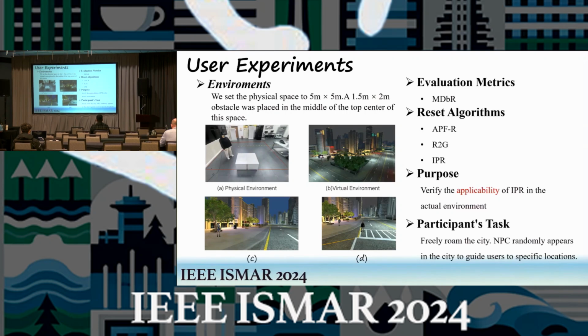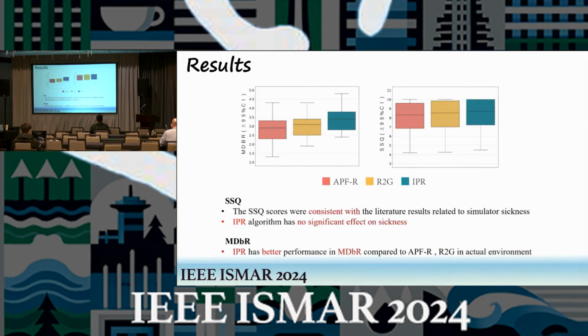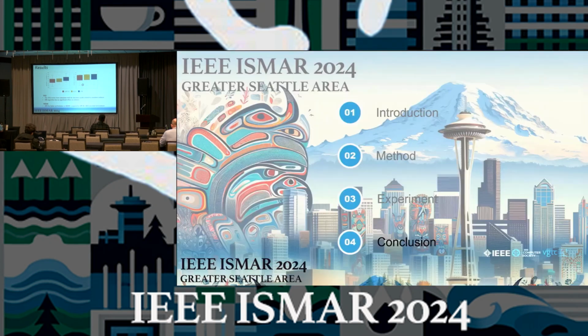As a result, we obtained 24 pairs of data. Each pair of data includes the NDBR and SSQ score corresponding to the repetitive reset method. The results are shown here. Through data analysis, IPR has better performance in NDBR compared to APFR origin in the actual environment. Besides, we found that SSQ scores were consistent with later results related to simulator sickness. APR origin has no sufficient effect on sickness.